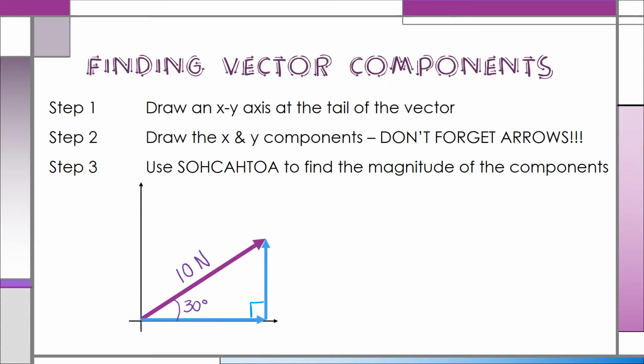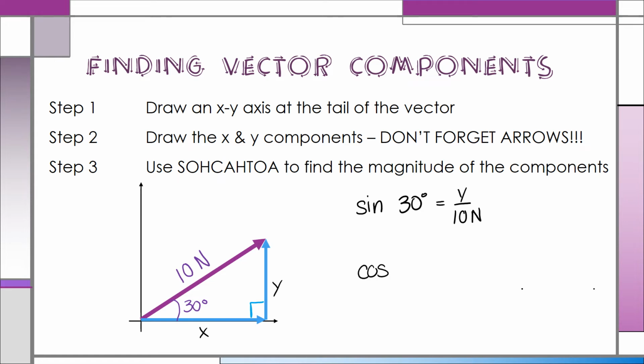Now we can use trig functions, sine, cosine, and tangent, to be able to find those two components, this being my x component and this being my y component. More specifically, the sine of our angle, the sine of 30 degrees, we know that sine is opposite over hypotenuse. So that would give me the y component divided by the hypotenuse of 10 newtons.